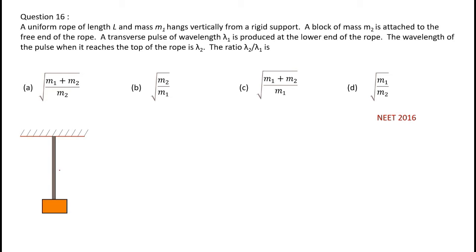It's given the length of the rope is L, the mass of the rope is M1 and the block's mass is M2. Now, it is a transverse pulse.